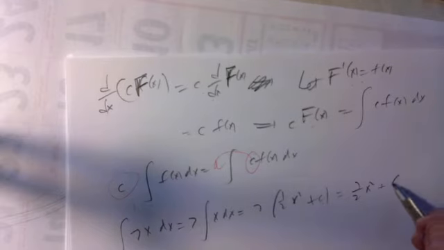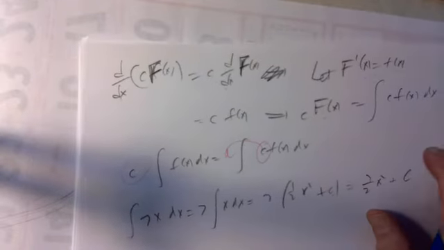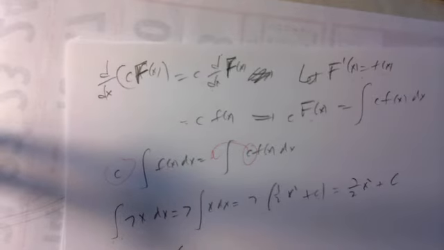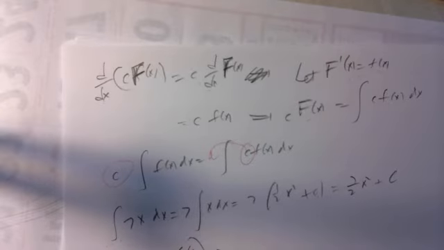So the integral of 7x is 7 times the integral of x. And the integral of x is a half x squared plus a constant. So this is 7 halves x squared plus 7 times an arbitrary constant, which is just an arbitrary constant. Another rule is, if you take the sum of two functions, the derivative of the sum of two functions is the sum of the derivatives.